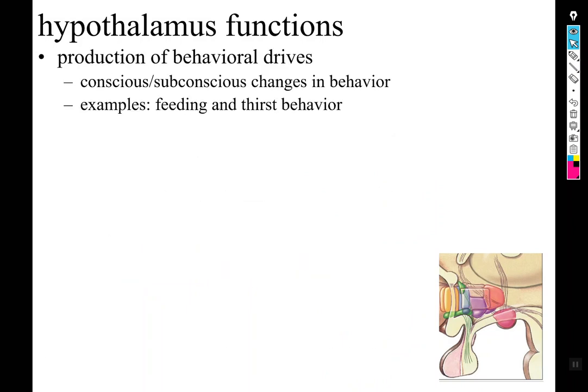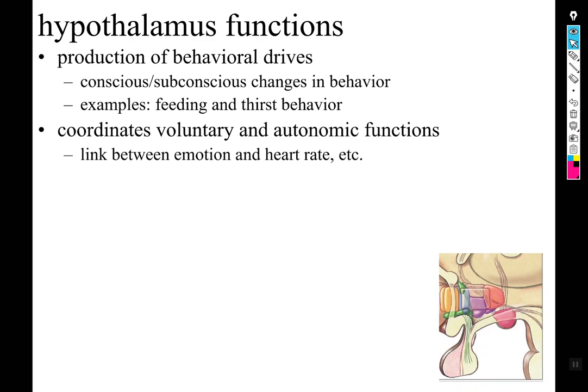All right, even more functions. It controls production of certain behavioral drives, for example, subconscious changes in behavior. So examples of this are feeding and thirst behavior. Specifically, the thirst one, because your thirst centers are located in your hypothalamus, so they are going to control whether or not you feel thirsty and your motivation or drive to drink water.